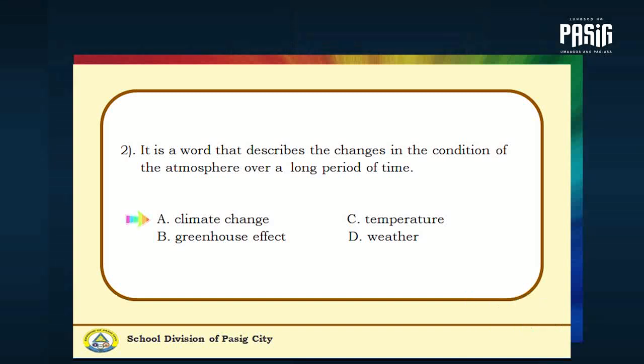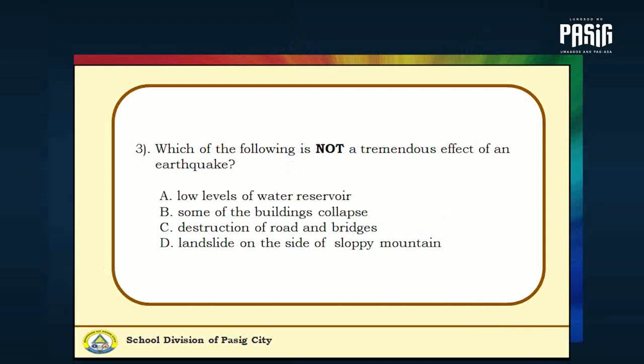Climate change. Number 3. Which of the following is not a tremendous effect of an earthquake? A. Low levels of water reservoir. B. Some of the buildings collapse. C. Destruction of road and bridges. D. Landslide on the side of the sloping mountain. Timer starts now. And the answer is letter A. Low levels of water reservoir.